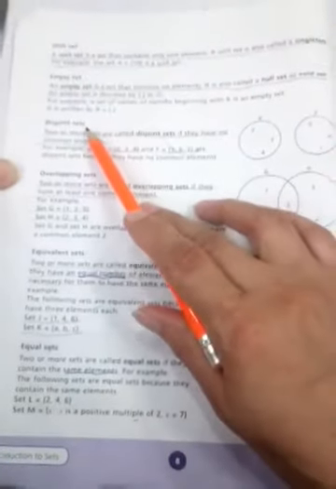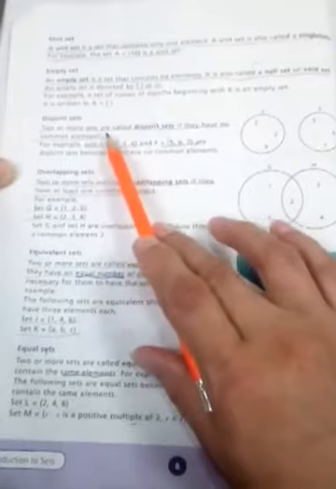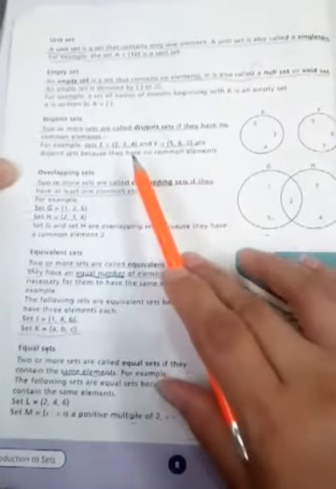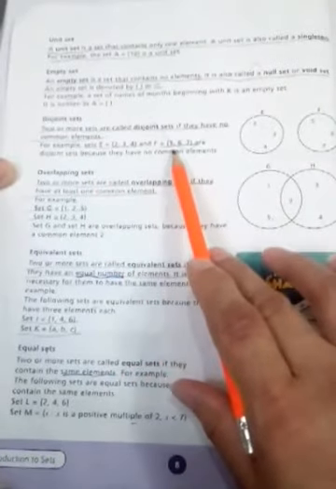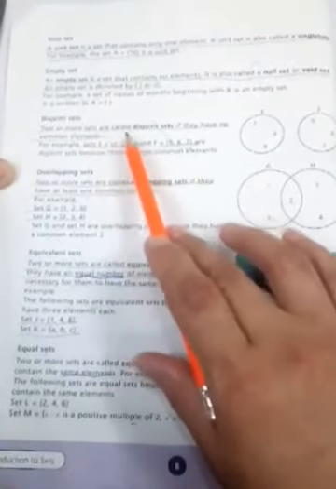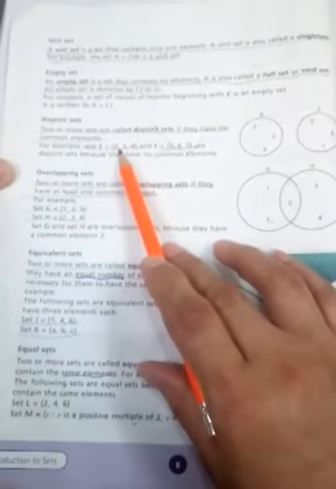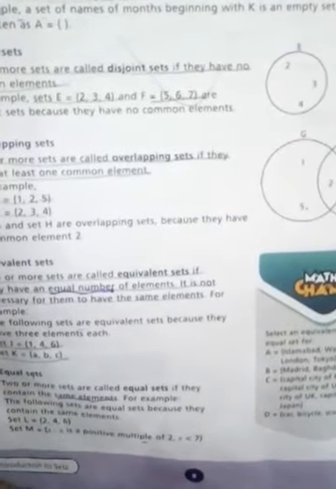Now disjoint set. Two or more sets are called disjoint sets if they have no common element. Underline that one example. In this disjoint set they are going to compare two sets. Look here very carefully that both their elements are different. Set E has 2, 3, 4 and set F has 5, 6, 7.